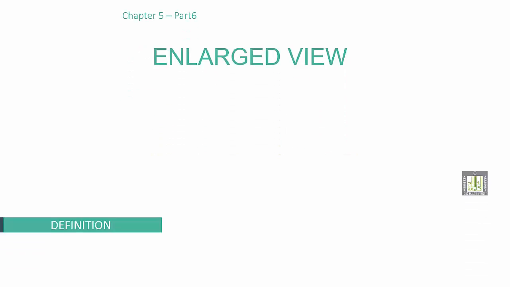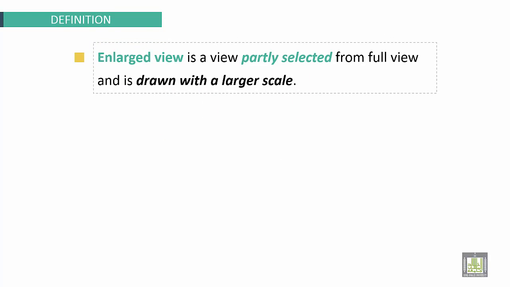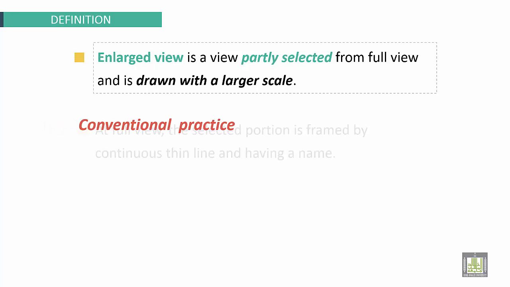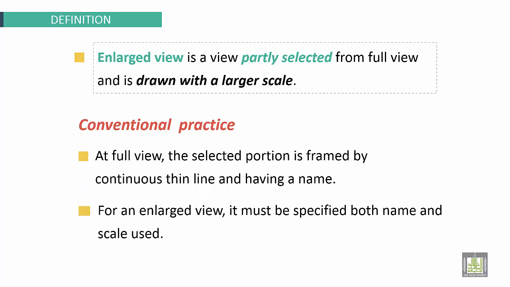Enlarged View. Enlarged View is a view partly selected from full view and is drawn with a large scale. Conventional practice: at full view, the selected portion is framed by continuous thin line and having a name. Also, for an enlarged view, it must be specified both name and the scale used.